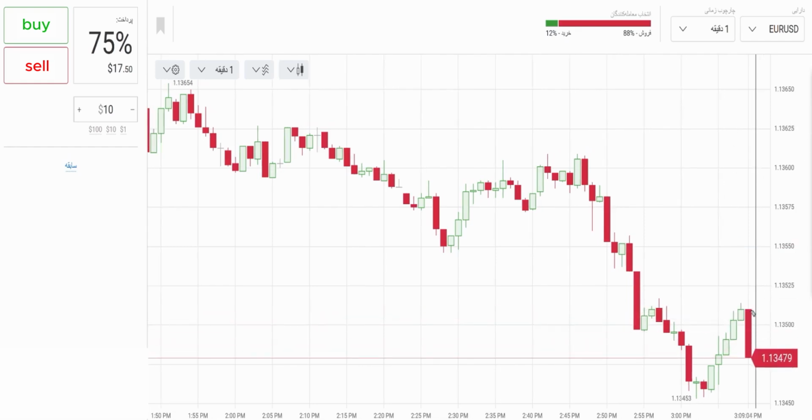Look, it closed exactly on our level. Now, just as I was about to move the cursor to open the trade, this red candle dropped very quickly and I missed the opportunity.